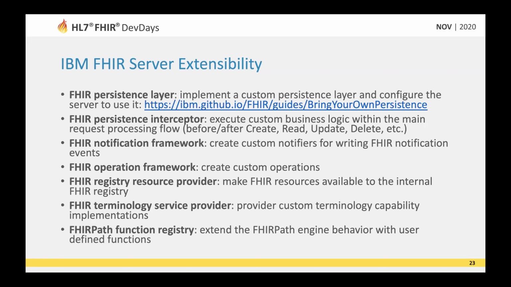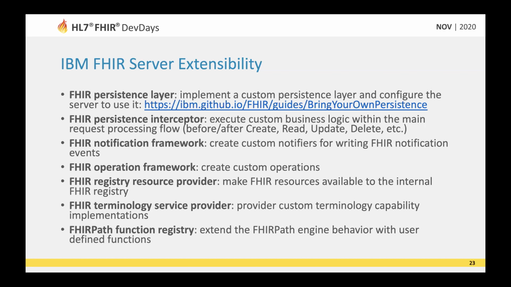fhir-registry resource provider. So this is how you would make FHIR definitional and knowledge artifact resources available to the internal FHIR registry. That's also pluggable. If you want to replace our terminology service provider or override our default terminology service provider, you can write your own implementation of a custom terminology capability and plug that in. This could be call out to some remote terminology service, like an Apelon DTS or something. You could call some other FHIR server, like a public endpoint for SNOMED or LOINC.